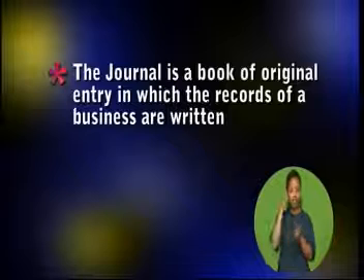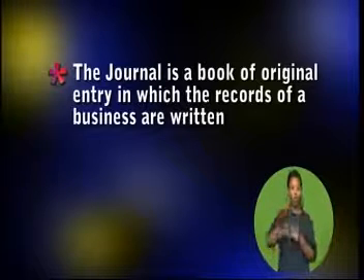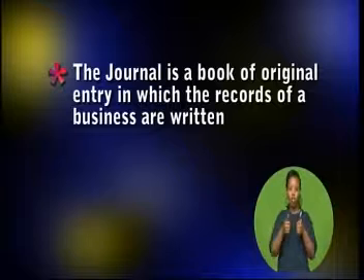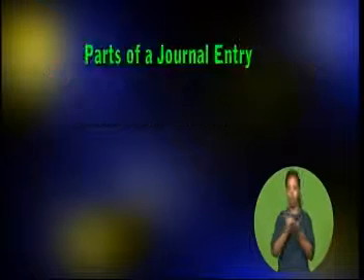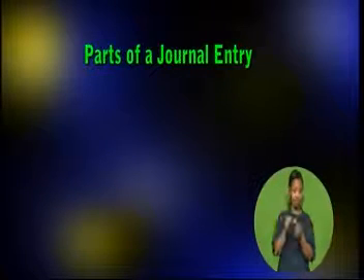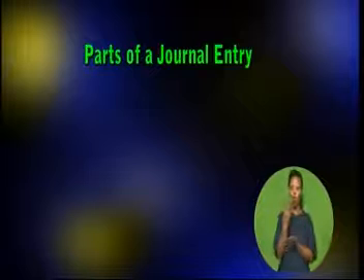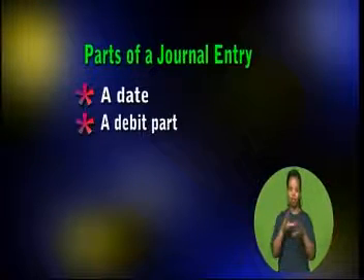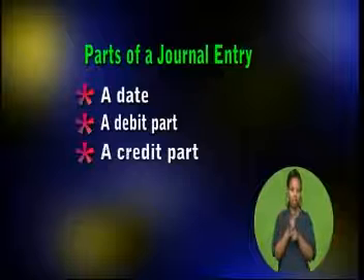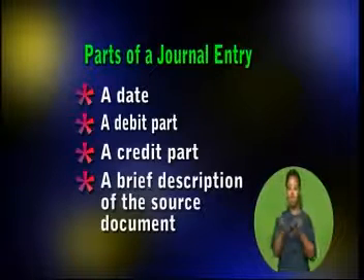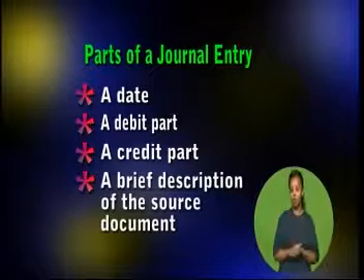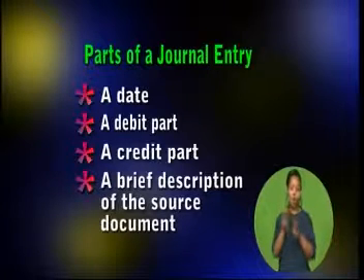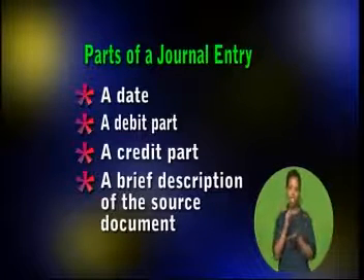The journal is a book of original entry. It is the first book in which the records of a business are written. Parts of a journal entry are generally four. These are a debit part, a credit part, and a brief description of the source document. The source document for making an opening entry is the beginning balance sheet.